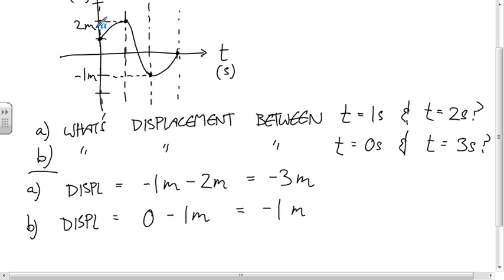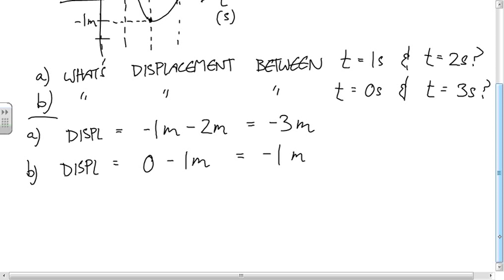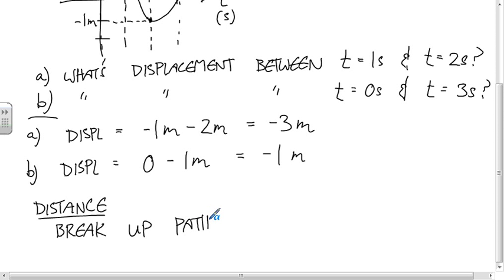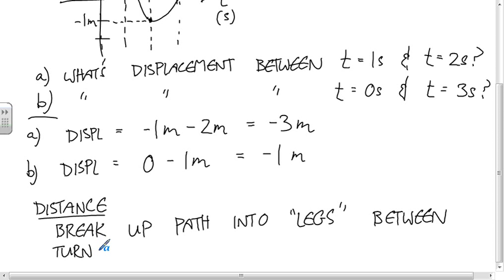Okay, so let me talk about, like I said, distance isn't something that's going to come up really in this class. But let me talk about how you would calculate the distance. So break up the path into, I'll call them legs, like legs of the journey. And these legs are just all of the times that the object keeps moving in the same direction. When it turns around and goes the other direction, that starts a new leg, okay?